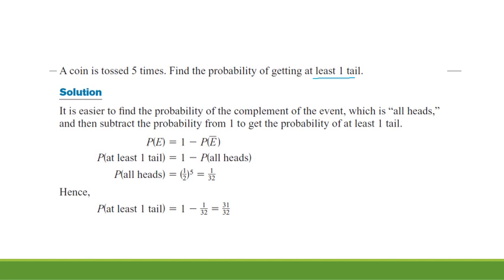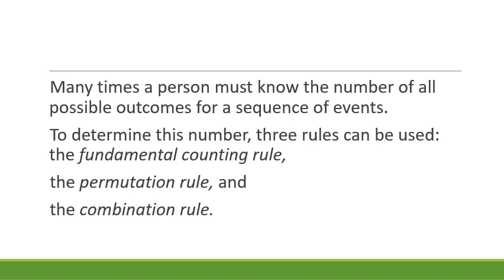Then you need to compute for that. So we have now the probability of getting at least one tail. That is 1 minus the probability of getting all heads. The probability of getting all heads is 1/2 raised to the 5th because the coin is tossed 5 times. Automatically 1 minus 1 over 32 is 31 over 32. So that is now the probability of getting at least one tail. So that is all about multiplication rules, conditional probability, and the probability of having at least words.